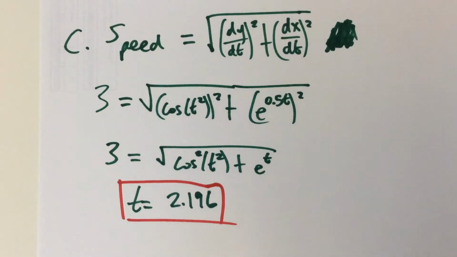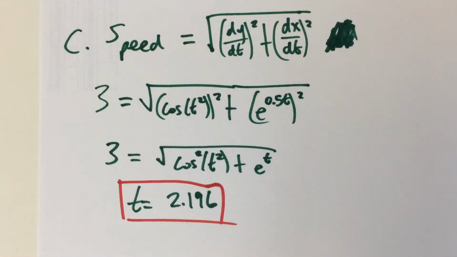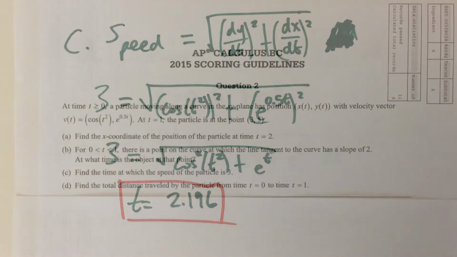This problem is very easy because all you need to do is remember the speed formula and then set up this equation right here. You'll get 1 point for your speed in terms of t, and 1 point for your final answer. So just remember, you need to know these formulas. Part D is very similar to part C.